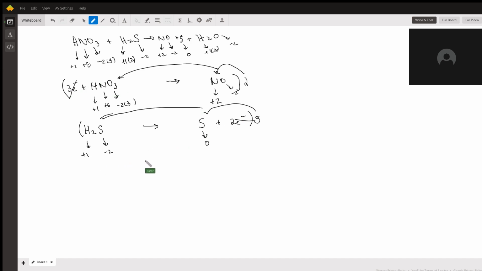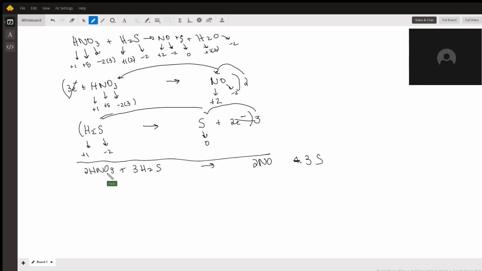Okay, I'm going to put it all together. I got 2 HNO3, plus 3 H2S, whatever's on the left side, yields 2 NO, plus 3 S. Okay, I'm still not completely balanced yet. I've got to balance these hydrogens and this oxygen.